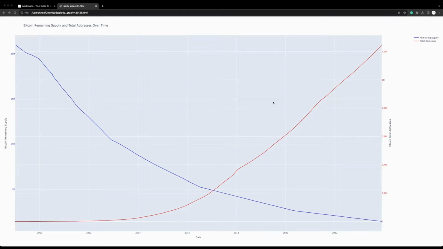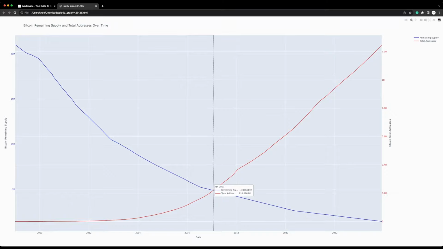The x-axis of the graph in front of us is showing the date. On the y-axis on the left side is the Bitcoin remaining supply, and on the y-axis on the right side, we have the Bitcoin total addresses. When you mouse over the plot, you will see that the remaining Bitcoin supply is represented by the blue color, and the red color represents Bitcoin total addresses.